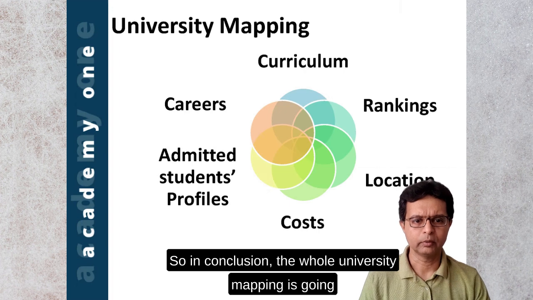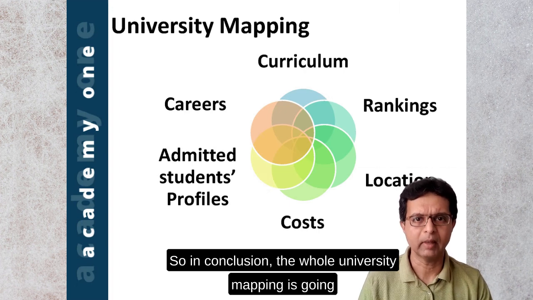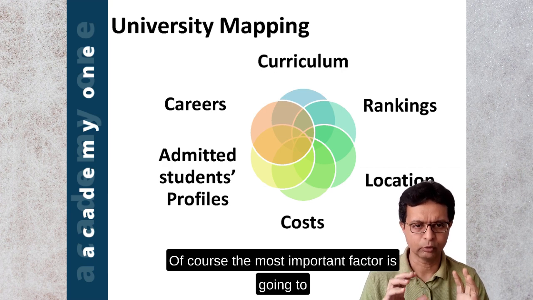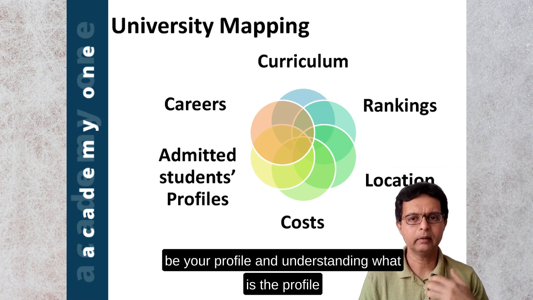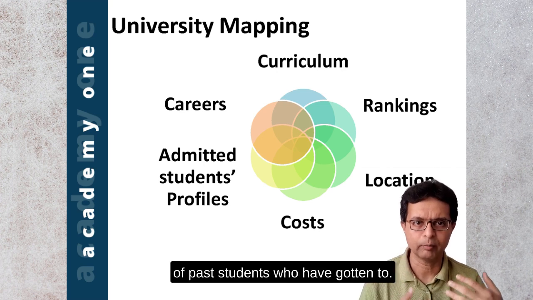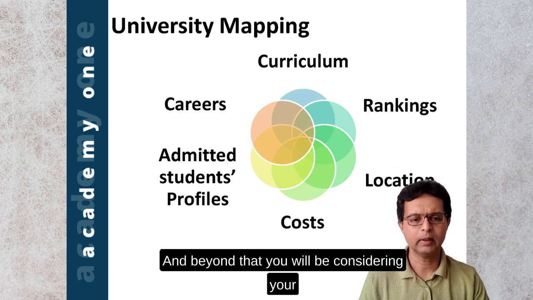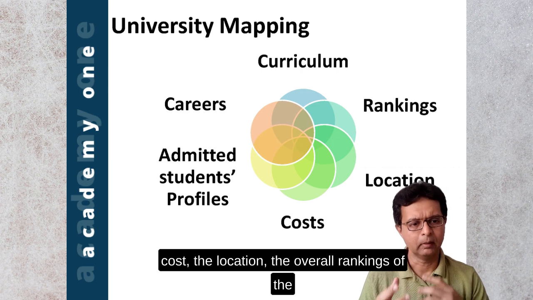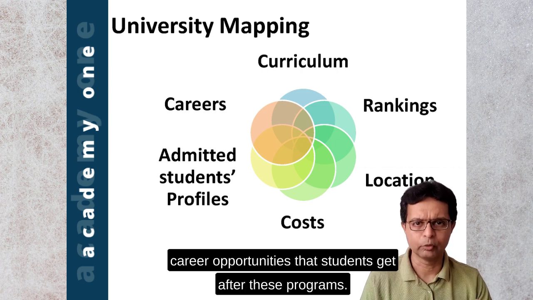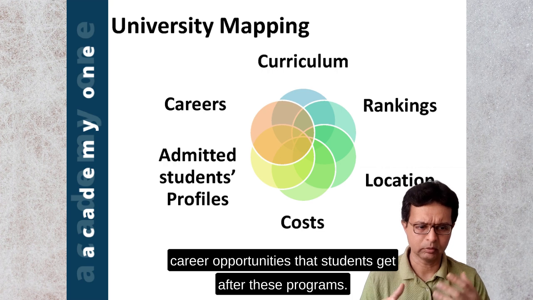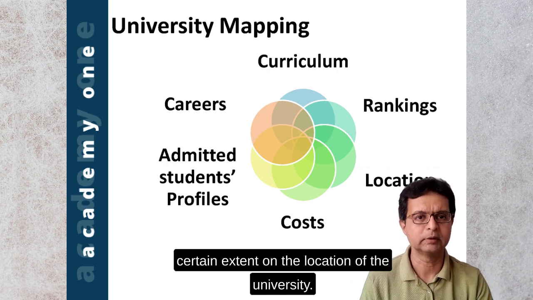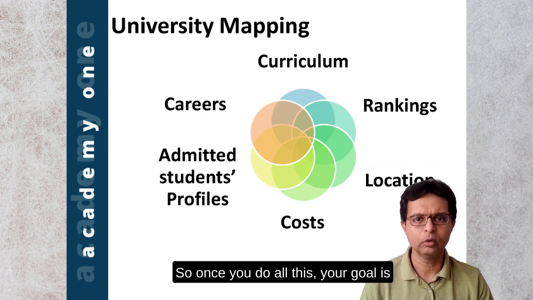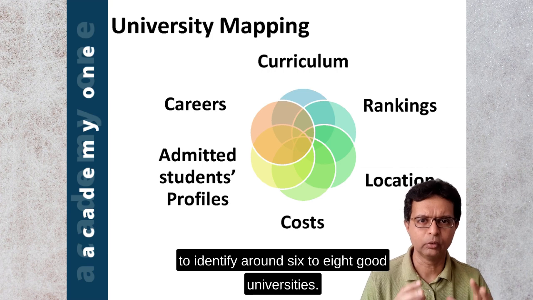So in conclusion, the whole university mapping is going to be a combination of a lot of factors. Of course, the most important factor is going to be your profile, and understanding the profile of past students who have got in. And beyond that, you will be considering your cost, the location, the overall rankings, and the career opportunities that students get after these programs. That again would depend to a certain extent on the location of the university. So once you do all this, your goal is to identify around 6 to 8 good universities.